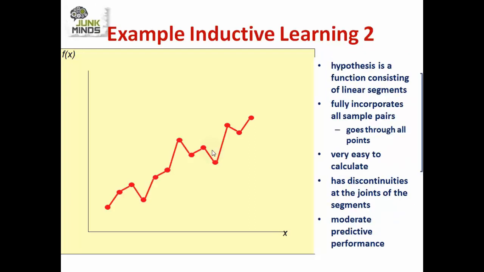This is one way. Over here, I come to a hypothesis wherein I get a function which consists of linear segments. If you see, I have all straight lines available over here. The important part is that I'm getting linear segments and it goes through all the points. If I can get something like this, it is easy to calculate. But if my hypothesis is going through all the points, you can say that the predictive performance is moderate, because I have tried to get a hypothesis which passes through all possible points, which might not necessarily be true.